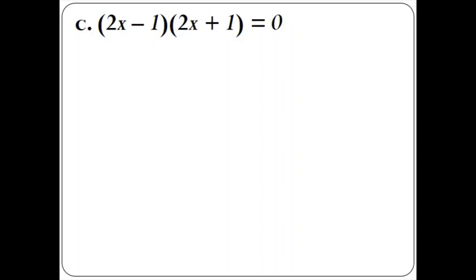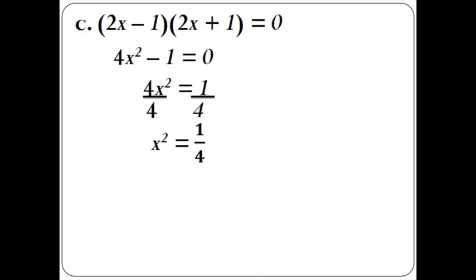So, next we have 2x minus 1 times 2x plus 1 is equal to 0. So, first that we're going to do is multiply the two binomials. And the product is 4x squared minus 1. So, transpose negative 1 into the right side. So, nagiging positive 1. Extract the square root of both sides. Before that, we're going to divide both sides by 4 para matanggal ang numerical coefficient ni quadratic term.